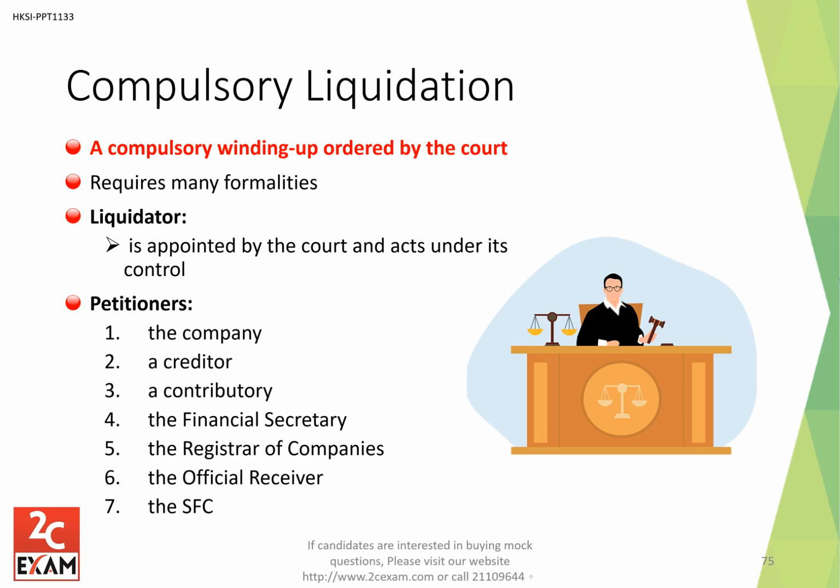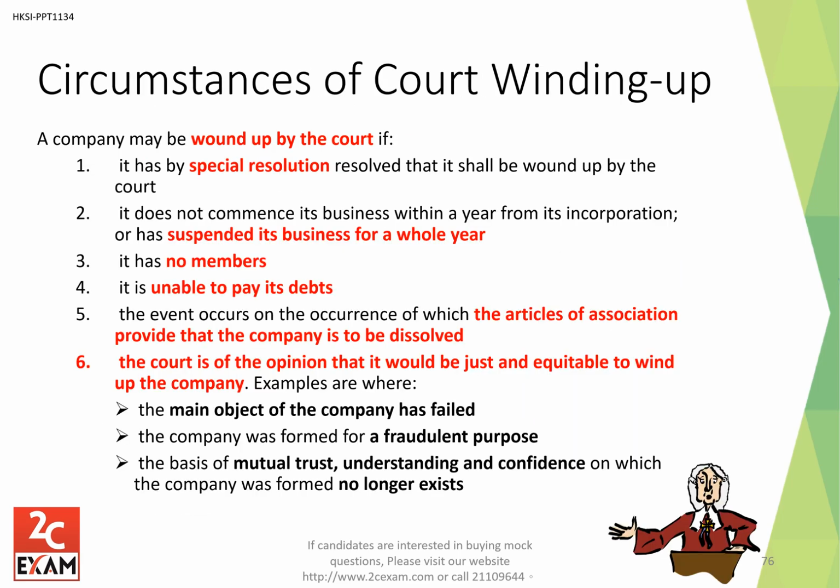Petitioners can come from the company, a creditor, a contributory, in other words, every person liable to contribute to the assets of a company in the event of its being wound up, the financial secretary, the registrar of companies, the official receiver, or the Securities and Futures Commission. These people may petition the court, and then the court may issue an order. Compulsory liquidation is initiated by a court order, so the liquidation process is more complicated.